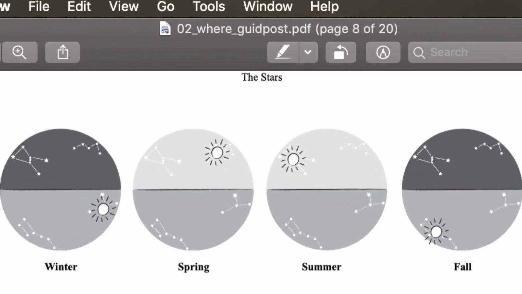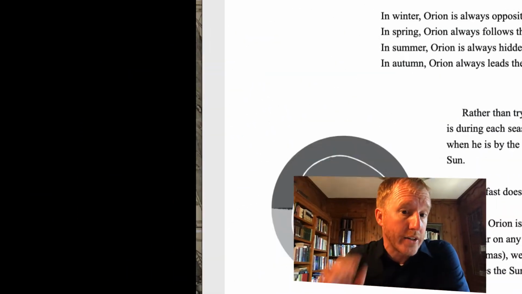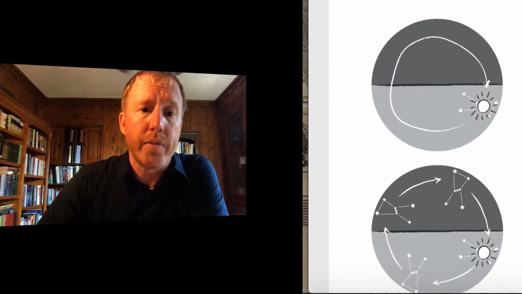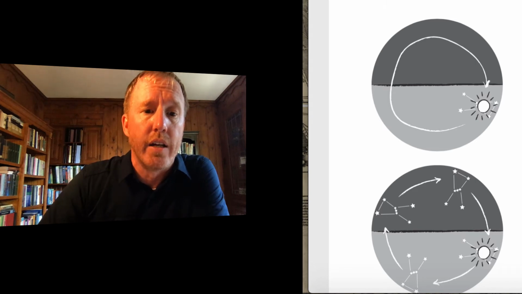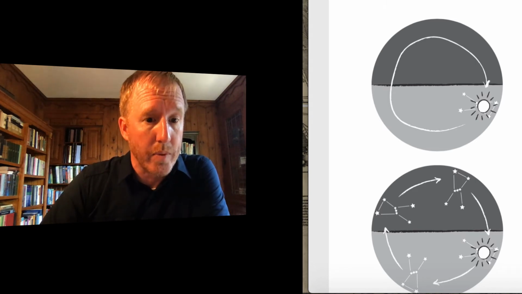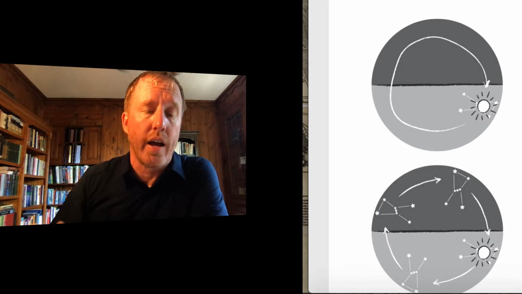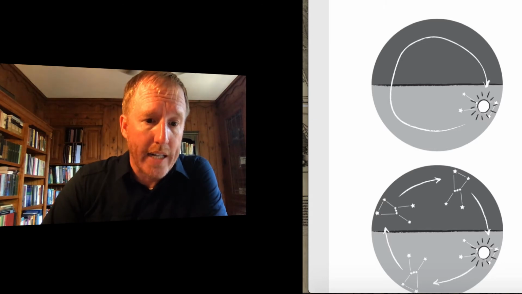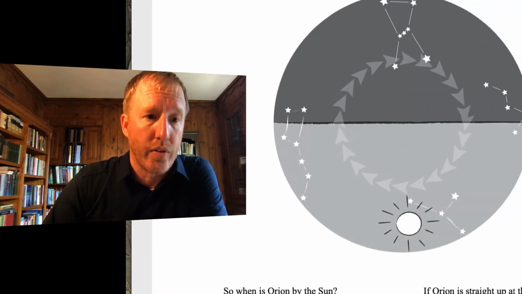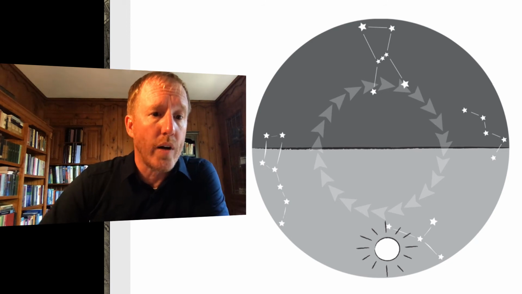Rather than trying to remember where Orion is during each season, it is easier to just remember when he is by the sun and how fast he catches the sun. How fast does Orion catch up to the sun? Well, since Orion is the same distance from the sun every year on any given day, for example, he's opposite the sun on Christmas, we know that Orion catches up to and passes the sun exactly once every year. That means Orion catches the sun by 1/4 of a turn each of the 4 seasons, or 1/4 of a turn every 3 months.